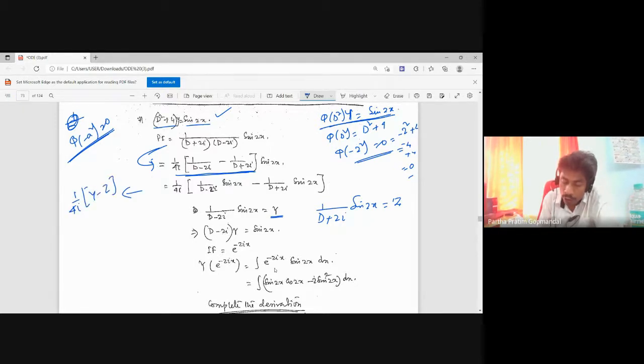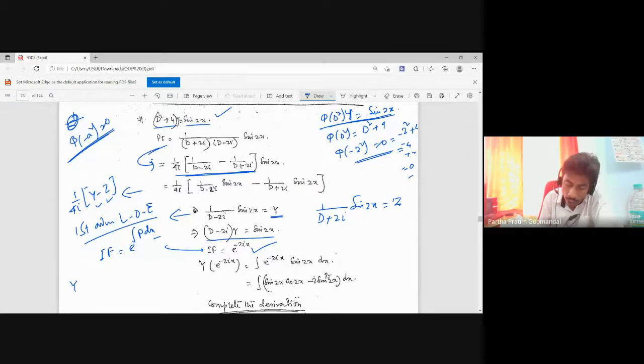Our task now is to find y and z, and finding y and z is nothing but forming some first order differential equations which are linear in nature, so you can easily solve them. So 1 by D minus 2i of sine 2x is y. You just form the first order differential equation. It is a first order linear differential equation, so use the technique: the integrating factor will be e to the power integration of p dx. Here p is minus 2i. The answer is y into the integrating factor equals the integral of the integrating factor into the right hand side function dx.